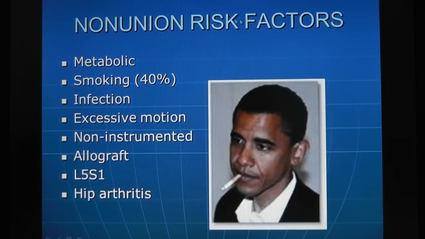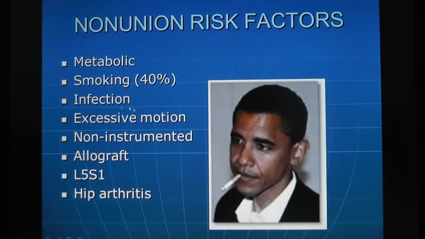So who gets non-unions? Metabolic disorders, cigarette smokers. Doug, why do cigarette smokers get non-unions? Because patients don't believe me when I say if you smoke cigarettes, your bones won't heal. You get less blood supply. Somehow the nicotine vasoconstricts at the level of the fracture, and they don't heal.